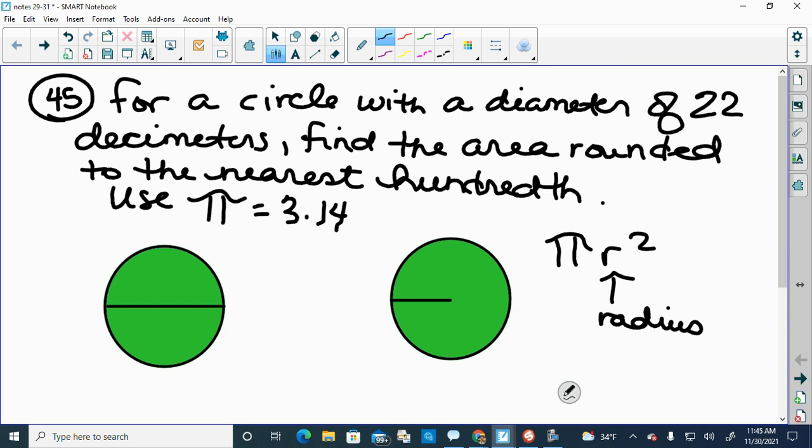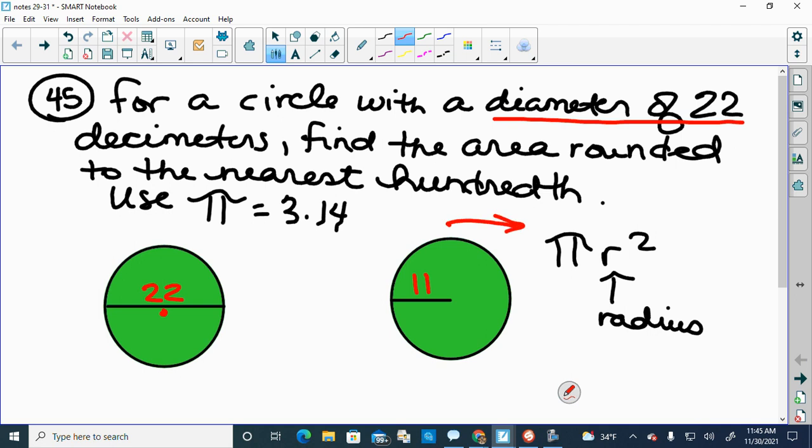So going across here, they didn't give us radius, they gave us diameter. Diameter is the one that goes all the way across, so that would be this one. And this is the one that we need. So we know that radius is half what diameter is, so to find this, they're just splitting it in two. So 22 divided by 2 would make this 11. So this is the one that we want to use.